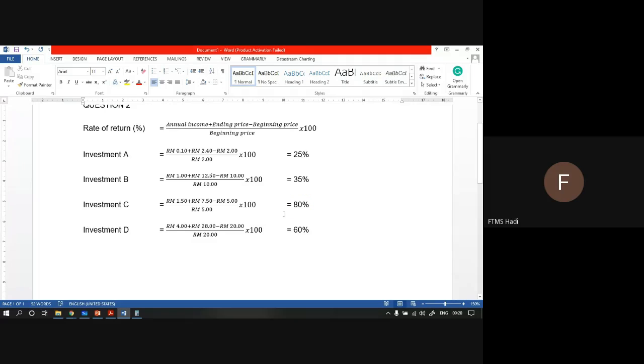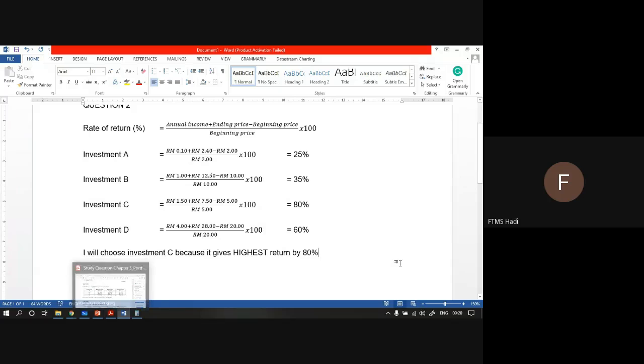So therefore, I will choose investment C, because it gives the highest return, and you need to state the answer also, 80%. All right, because why? You see, 25, 35, and 60 also can be perceived as high return as well. But we want to choose the highest one. So that's why, as far as highest is concerned, you need to state the figures as well, to support and solidify those answers. So that is how you answer question number 2, only 10 marks for this chapter.